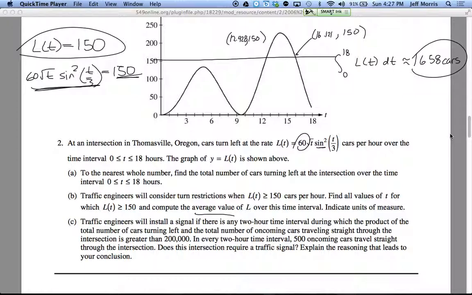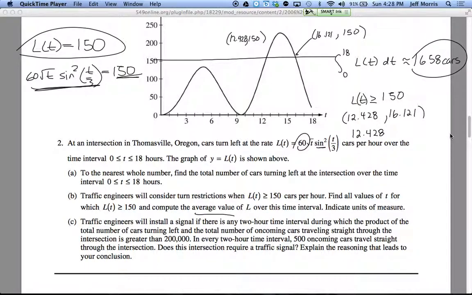Traffic engineers will consider turn restrictions when L of t is greater than or equal to 150. Now listen, everybody focus. Find all values of t for which L of t is greater than or equal to 150. Well, we can say L of t is greater than or equal to 150 from 12.428 to 16.121.